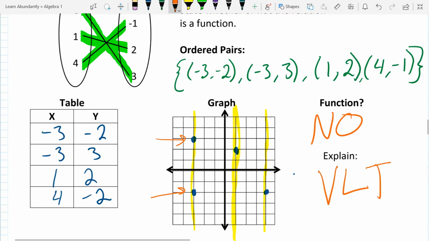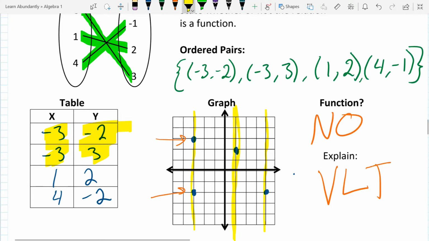Now, some people might have noticed that we have 2 x's. So another way we could say this is we could look at the 2 x's and say the x's repeat, but then the y's are different. So the x's aren't supposed to repeat when we have a function. And so that's another reason we could give for why it is not a function. But I just went ahead and looked at the graph and said it failed the vertical line test.